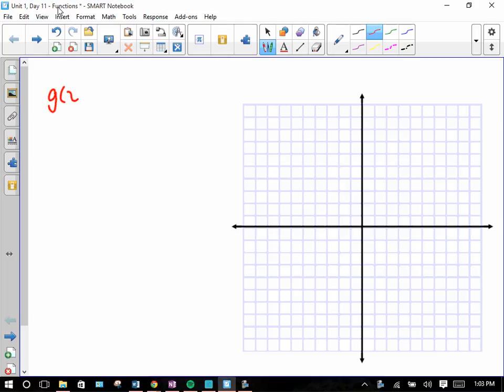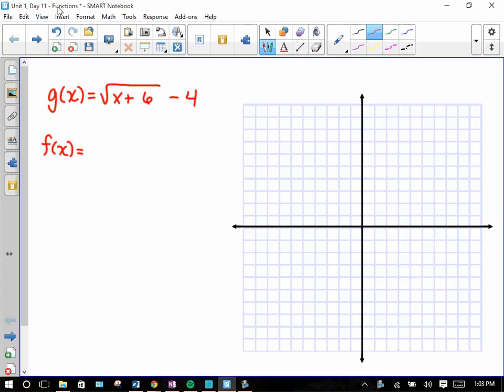g of x equals the square root of x plus 6 minus 4. All right, so we look at this. The parent function for this graph is what? The square root of x. So we'll just call the parent function f of x.